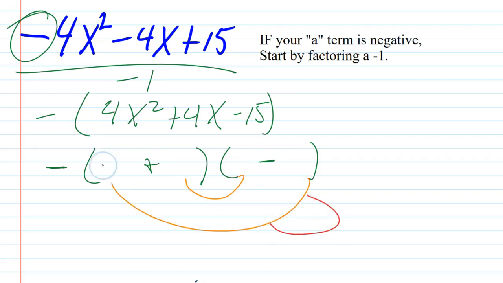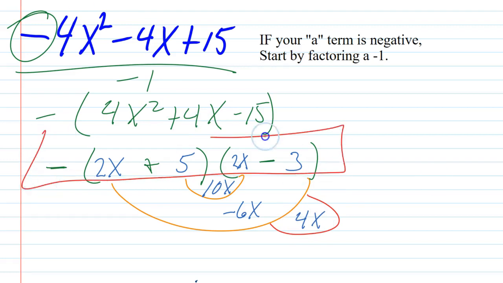The factors of 4 are 2x and 2x. The factors of 15 are 3 and 5. Because the middle number is positive, I'm going to put the bigger number as a positive, which gives me 10x, negative 6x. 10 take away 6 is 4x. We check and it works. This is our answer. Don't forget the GCF.